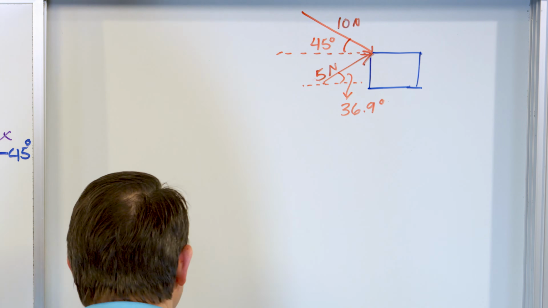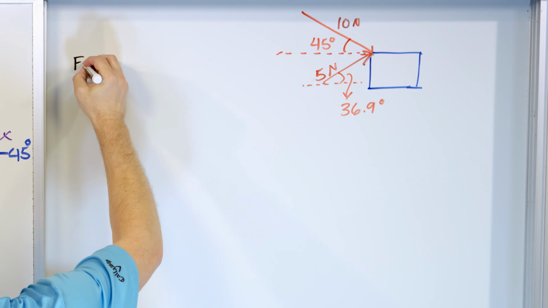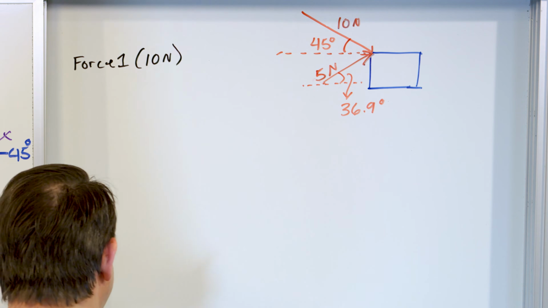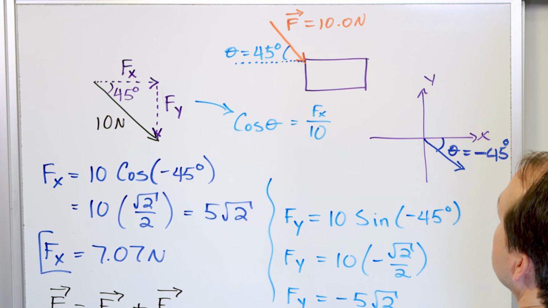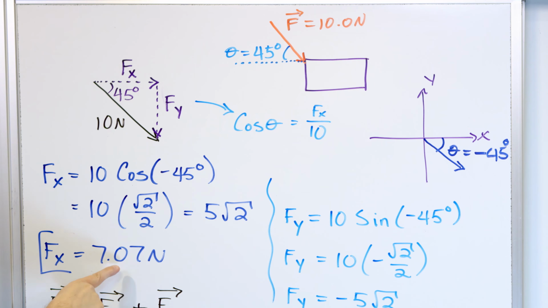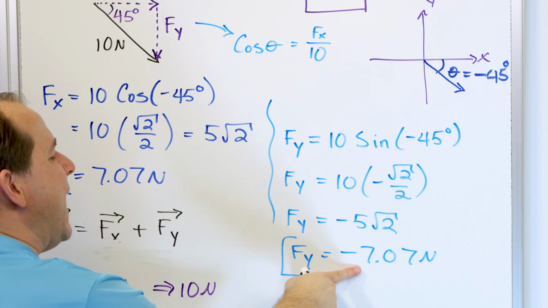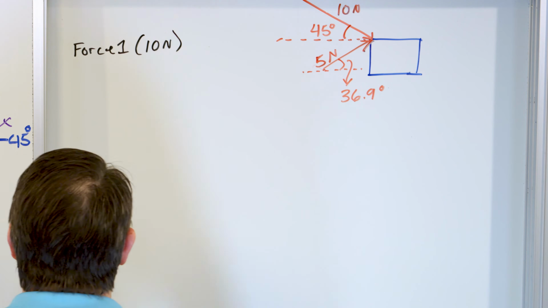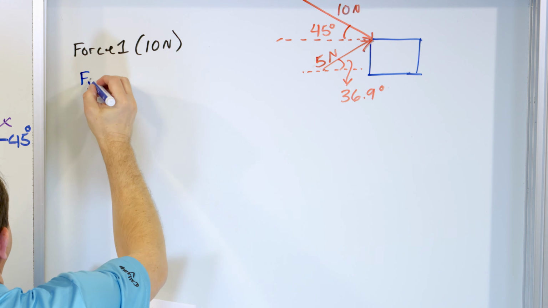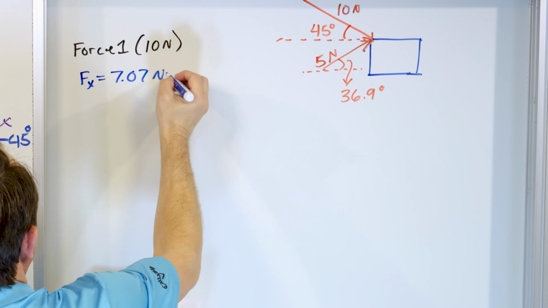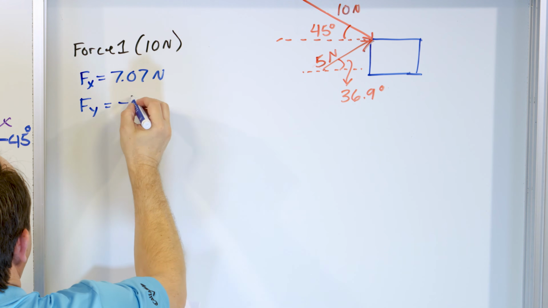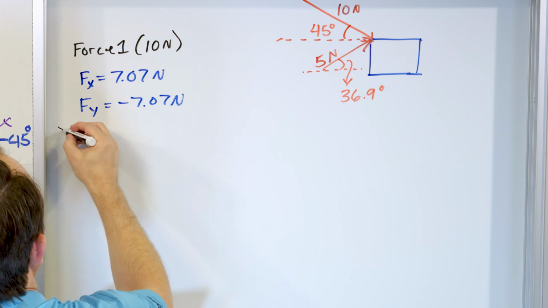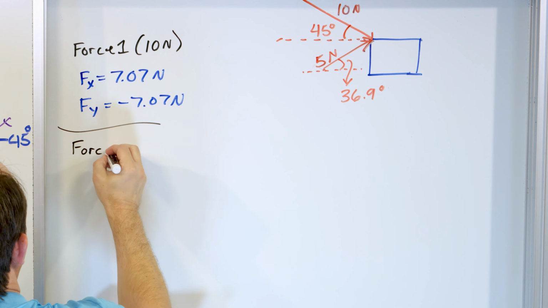and then we add the components together. So force 1, which is the 10 Newton force acting at that angle, we already know what the answer is. In the x direction it is 7.07, in the y direction negative 7.07. That's why I chose it this way. So let's switch colors. I'll say Fx is 7.07 newtons and Fy is negative 7.07 newtons.